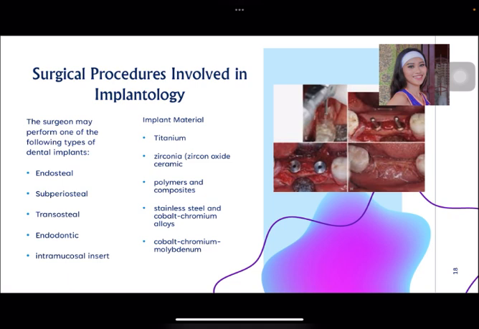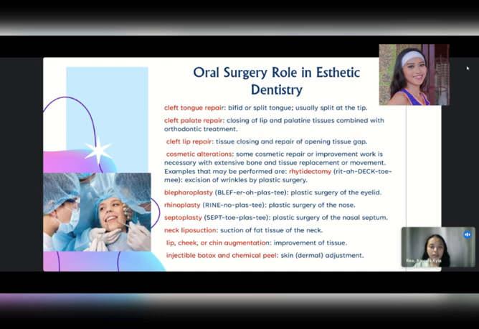The zirconia implants are gaining popularity, especially in cases where aesthetics are a significant concern. And lastly, we have the oral surgery role in aesthetic dentistry.